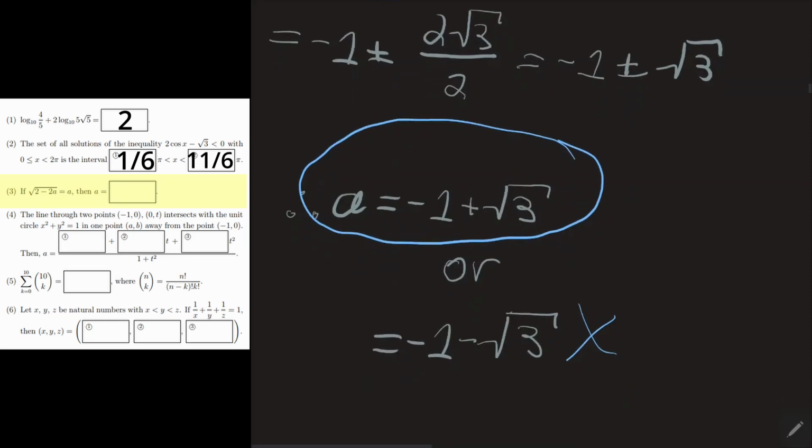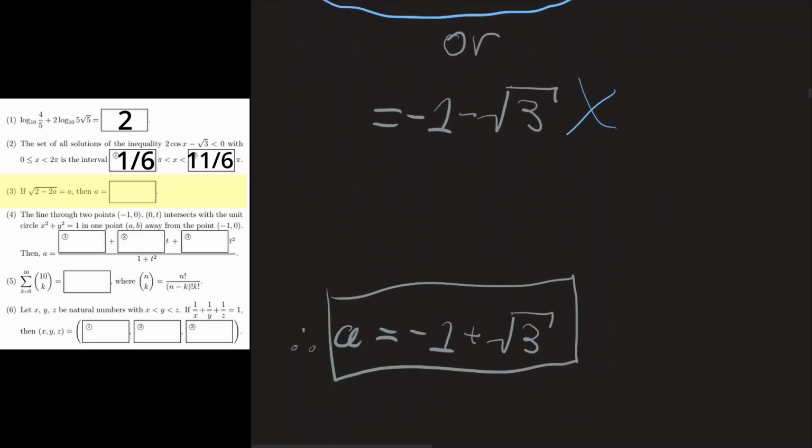So that's why we didn't need the absolute value, since we got two answers here, but only one of them is possible anyways. So a equals to -1 plus the square root of 3, and that is the answer to this question.